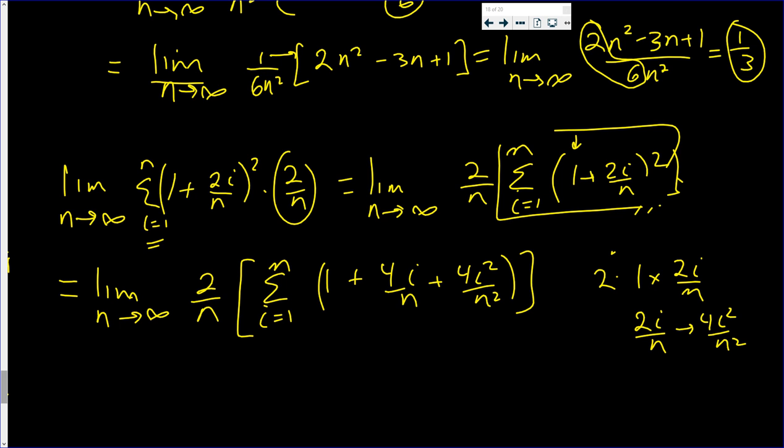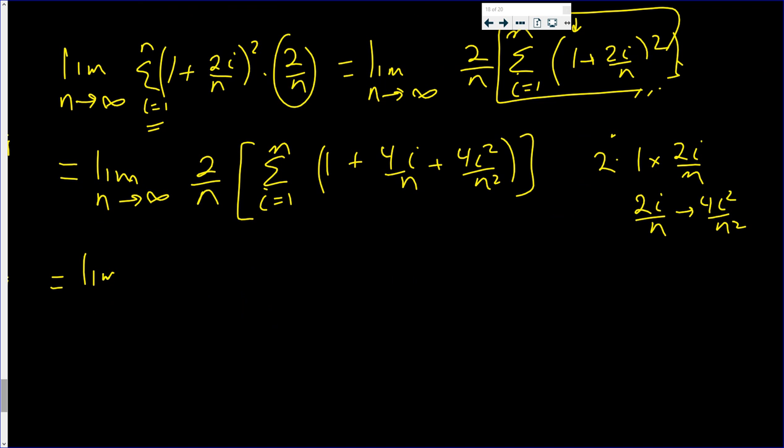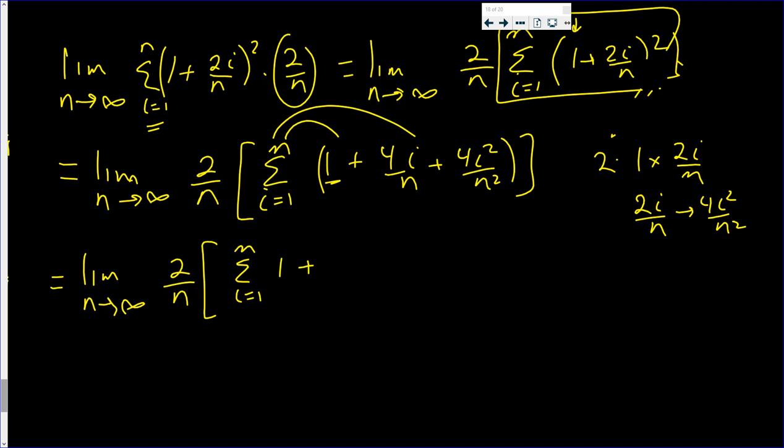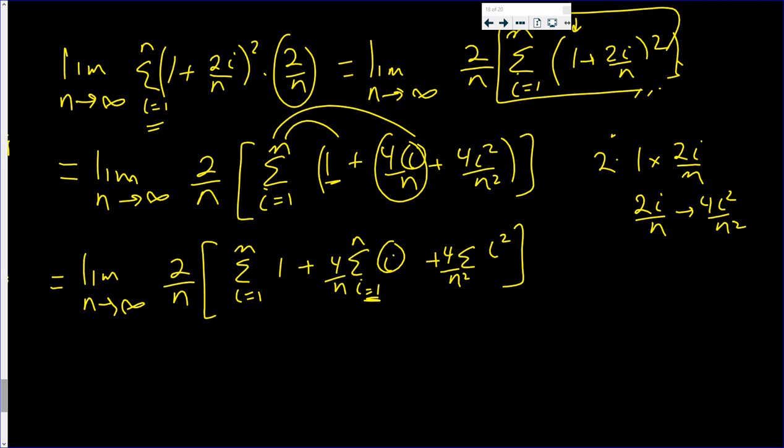Now we start using our formulas. This is the limit as n goes to infinity of 2 over n times, now summation distributes. So let us do that. It's the summation as i goes from 1 to n of 1, plus the summation of that. But the 4 over n has nothing to do with the i that's changing. But the i is. This i is changing. Plus the summation of i squared, but the 4 over n squared can factor out in front.